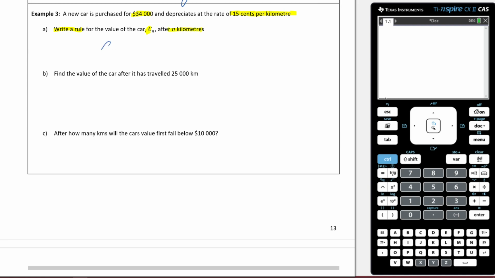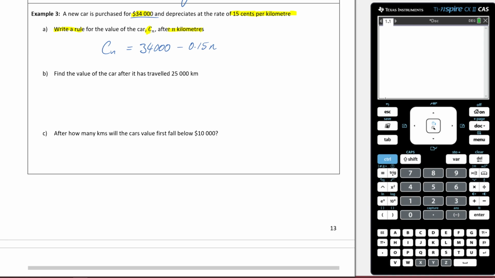So what I'm going to do is go C of n, then I'm going to put in the original cost, 34,000, that's the original value of the car, and I'm subtracting away 15 cents, so 0.15, for every kilometer that I drive. So that's what it's going to look like. That's a funny looking n, but it is an n.